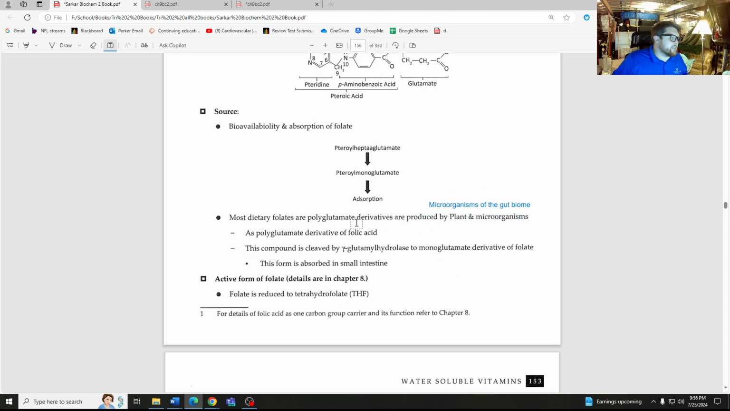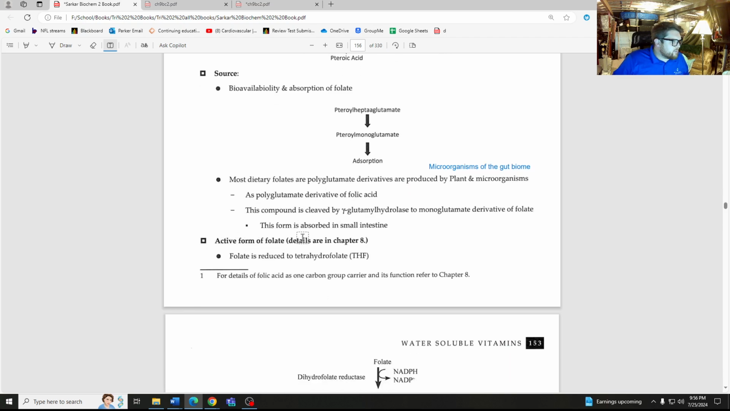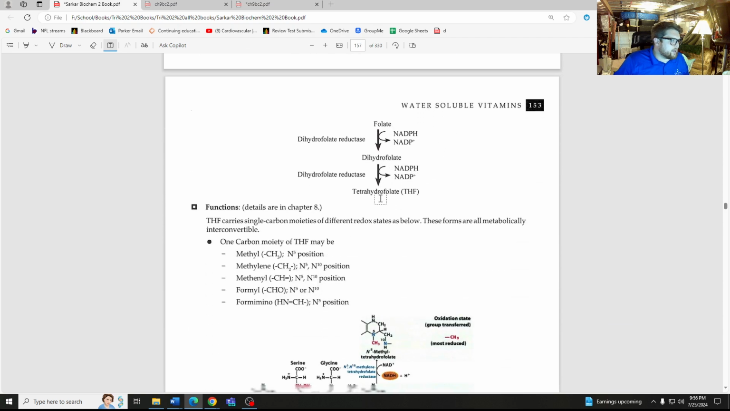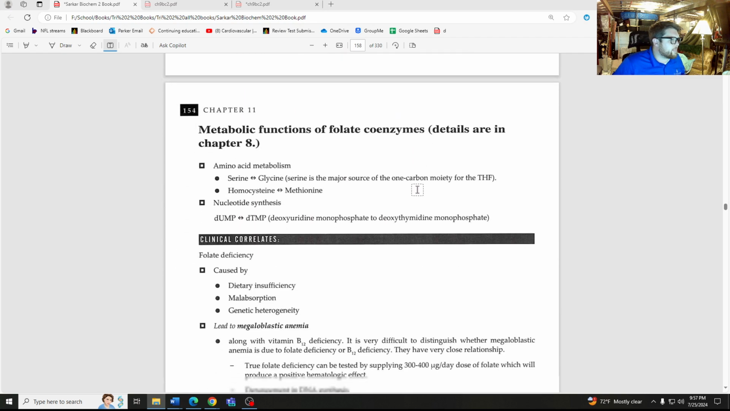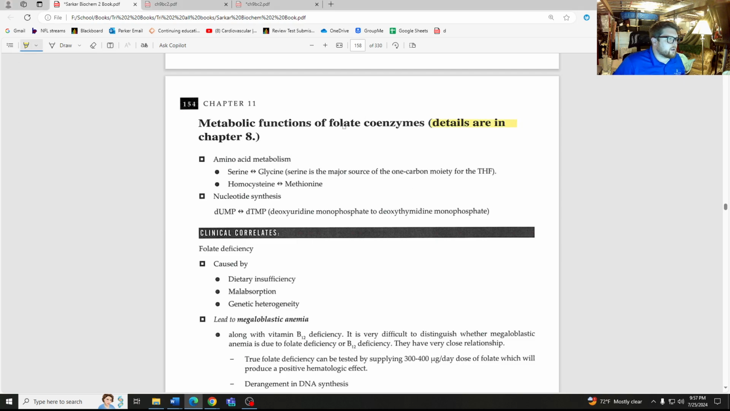More than likely won't ask you about this source. The active form of folate is reduced to tetrahydrofolate. Some of the functions we talked about are B9, how it does those one carbon transfers, those methyl transfers. That was, I believe, chapter 8. Let me double check which chapter that was. Yeah, that was back in chapter 8. So, if you need a refresher, go back to chapter 8 and look through that specific stuff. There it is. Metabolic functions. Our details are in chapter 8.